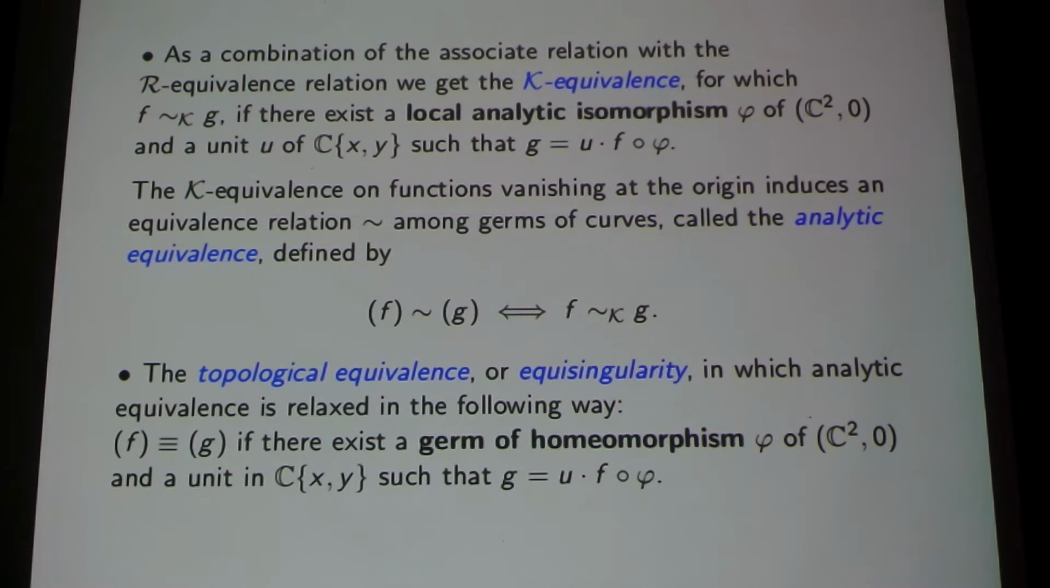Then there is the topological equivalence, or equisingularity, in which analytic equivalence is relaxed in the following way. We say that f is equisingular to g if there exists a germ of homeomorphism v, close to the origin of C2, and a unit u such that g is u times f composed with v. So we allow homeomorphic change of coordinates instead of analytic change of coordinates.